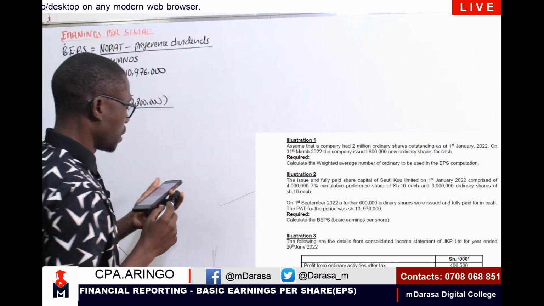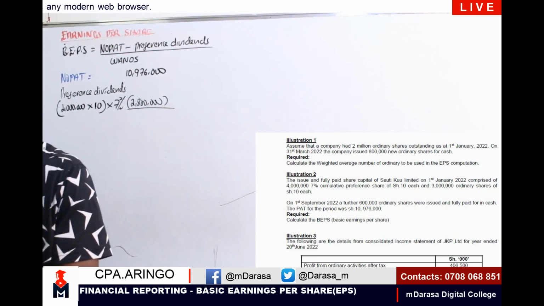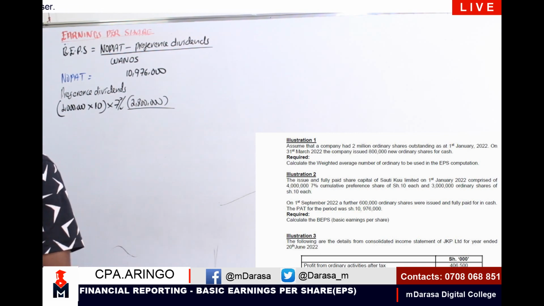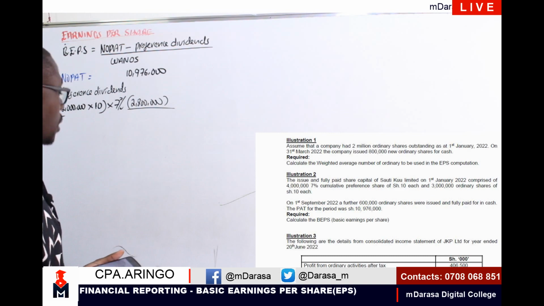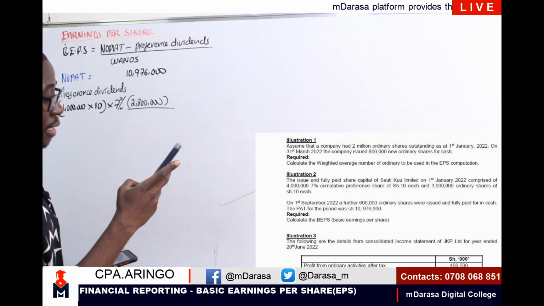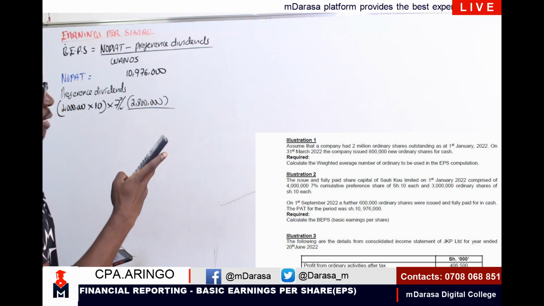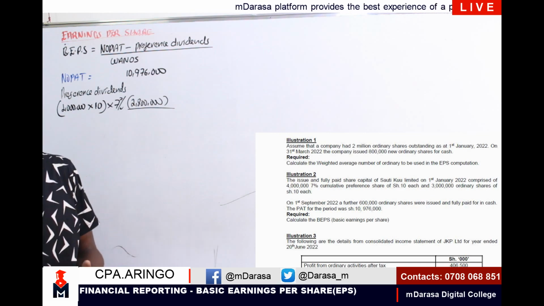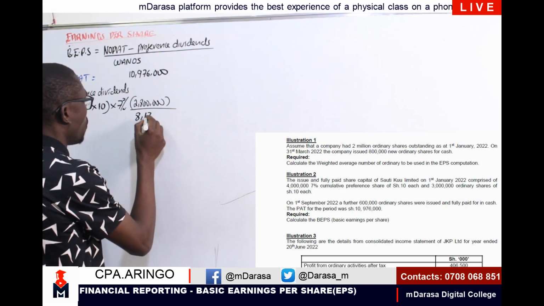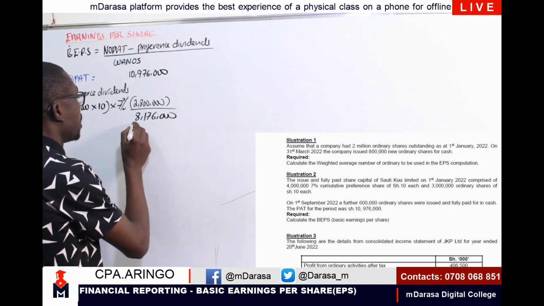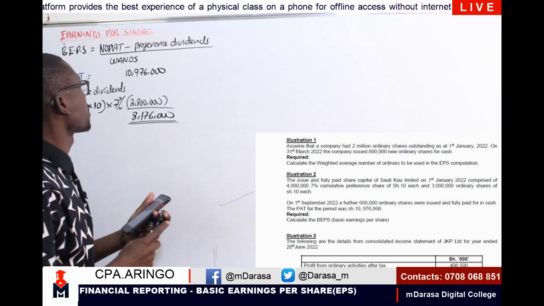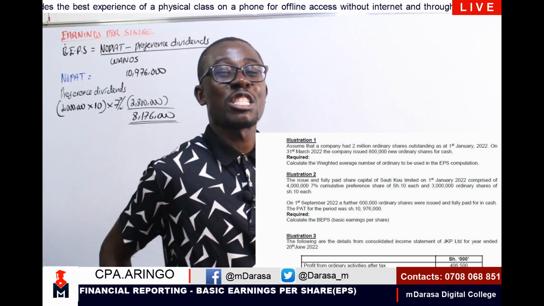So at the end of the day, our NOPAT, we should be talking of 10,976,000 minus 2.8 million to give us 8,176,000. That should be our NOPAT minus preference dividends. The next question that I need to ask myself is, do we have one-offs?